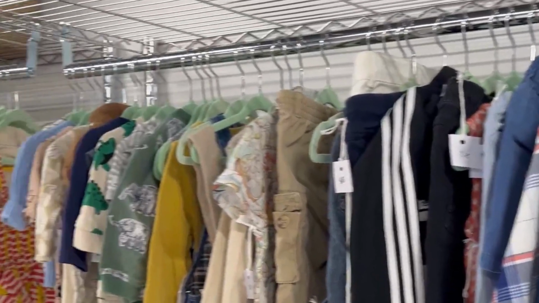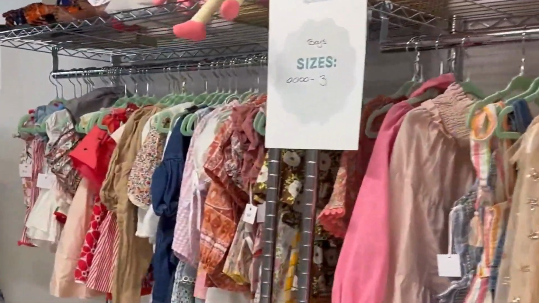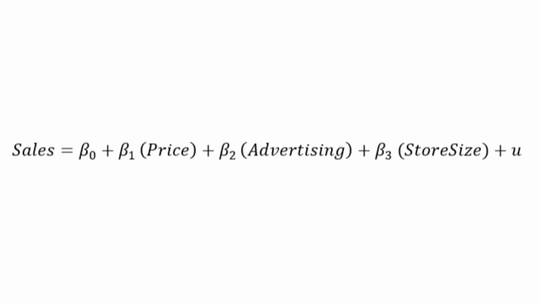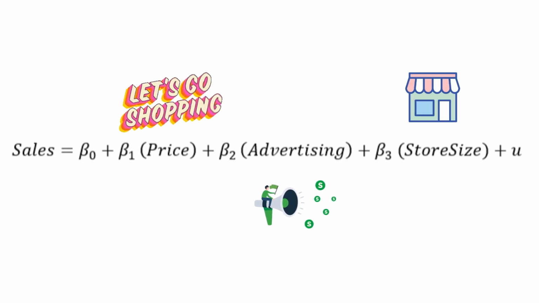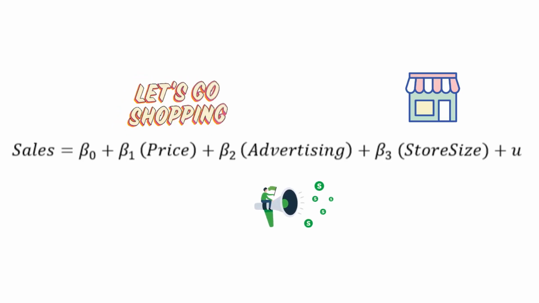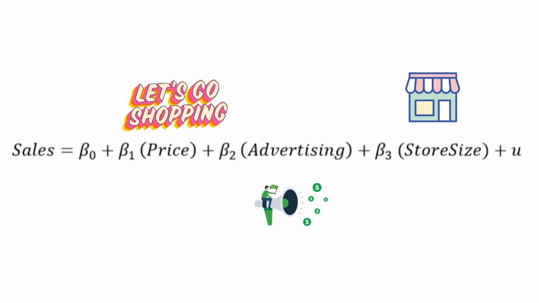Suppose a retailer wants to understand what affects sales. A reasonable model might be sales equal to beta naught plus beta 1 into price plus beta 2 into advertising plus beta 3 into store size plus U. This makes sense because price affects sales, advertising attracts customers, and store size affects how many products can be displayed. So this model is properly specified.